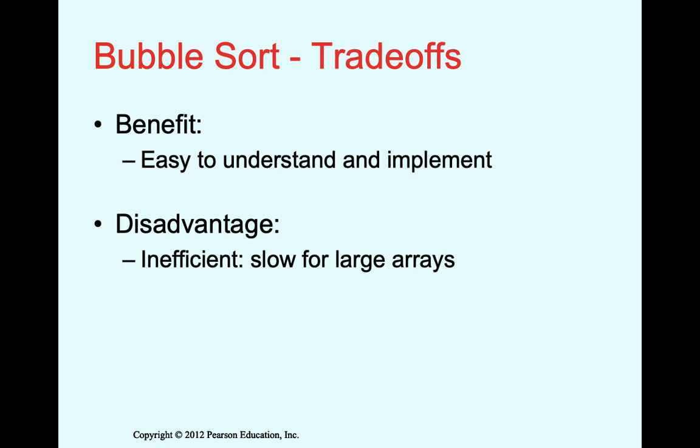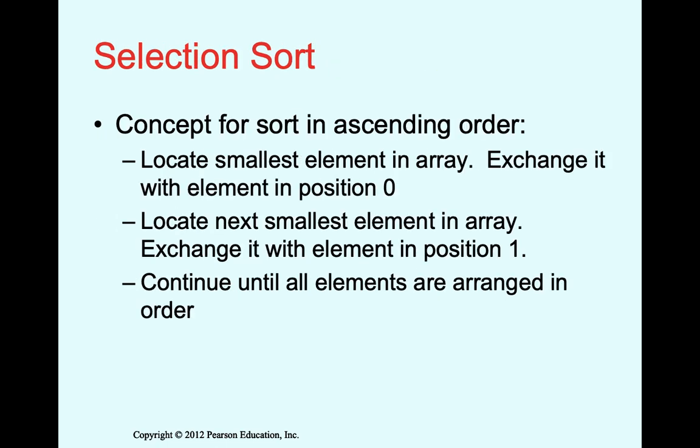So the benefit of the bubble sort is that it's easy to understand and implement, but it's inefficient for large arrays. Because if you have an array of 1 million, you need 1 million squared comparisons, which is a lot of time. It's slow. We have another algorithm called selection sort.